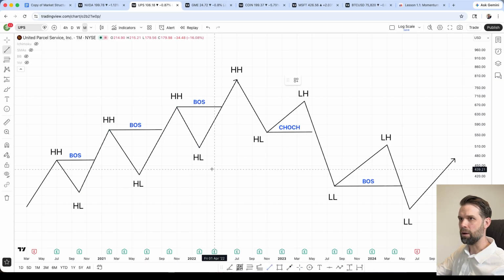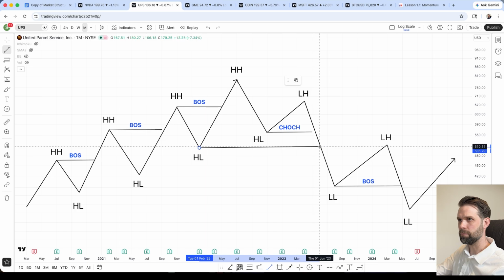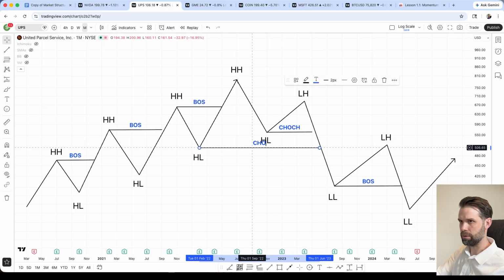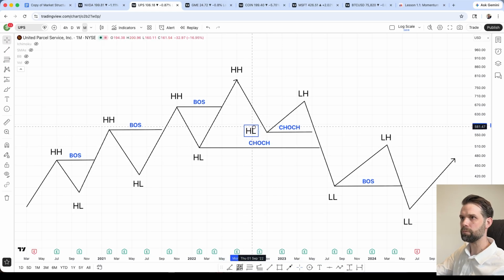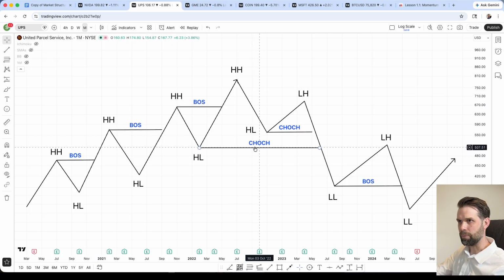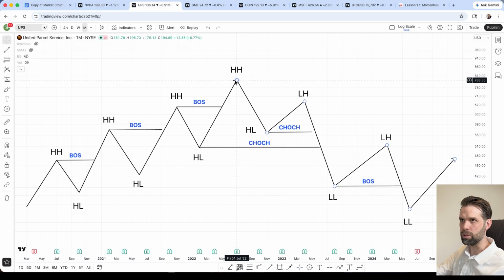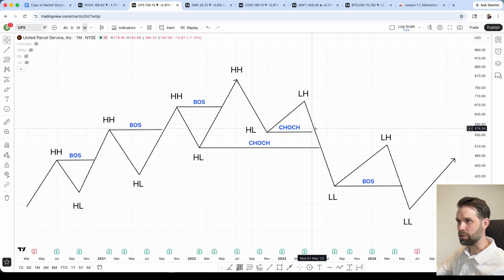So there are two types of changes of character. There is this one, and then we also have a change of character right here. This change of character is what we refer to as an official change of character because it closes below the low that was associated with the last break of structure to the upside. This one is a bit more official. Sometimes the first one can be a fake out, so we want to also confirm with this one.